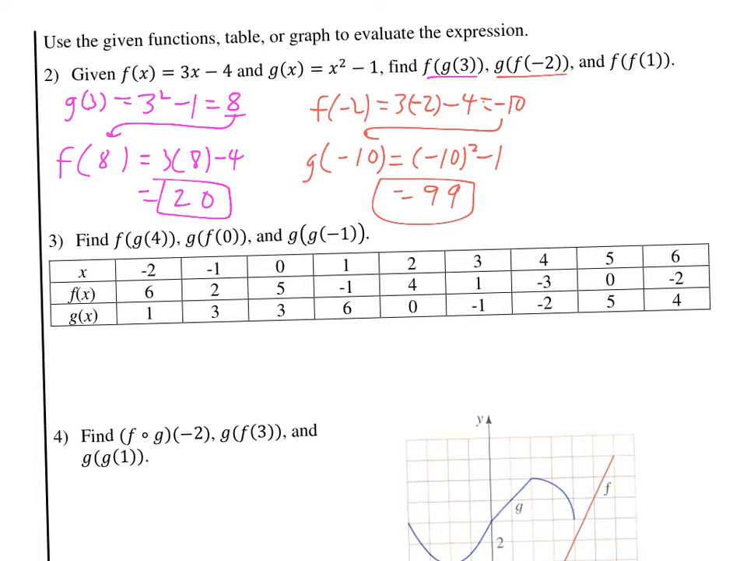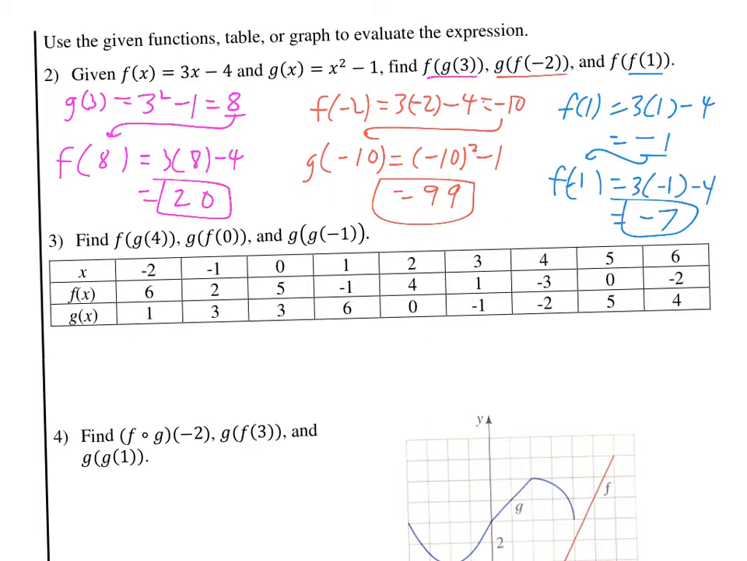Lastly here, f of f of 1. So I once again start off with that inner piece, which is f of 1. So 3 times 1 minus 4. And so that is negative 1. And then I take that and plug it in the outer function, which in this case is back into f. So plug negative 1 now into f. So 3 times negative 1 minus 4, which would be negative 3 minus 4, negative 7.